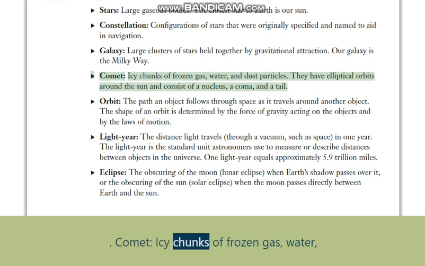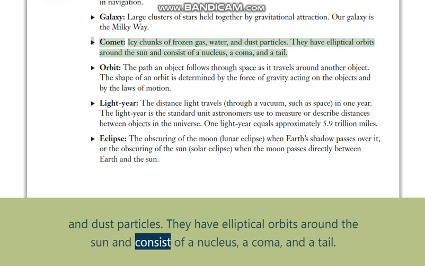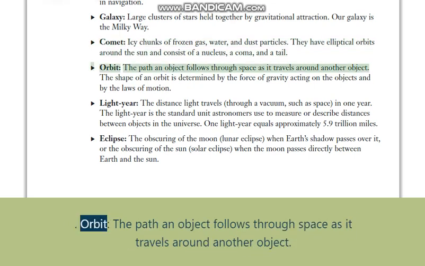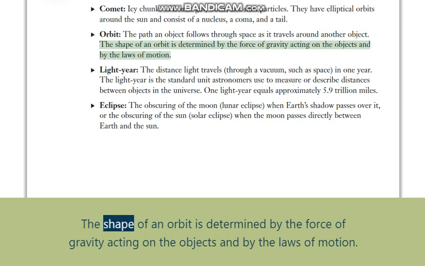Comet, icy chunks of frozen gas, water, and dust particles. They have elliptical orbits around the Sun and consist of a nucleus, a coma, and a tail. Orbit, the path an object follows through space as it travels around another object. The shape of an orbit is determined by the force of gravity acting on the objects, and by the laws of motion.